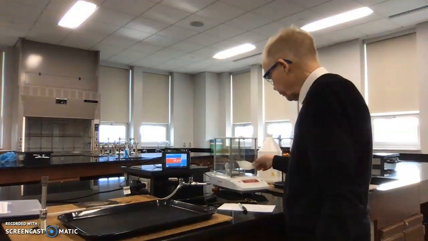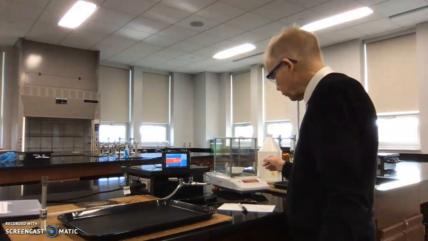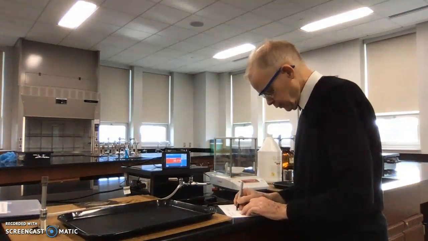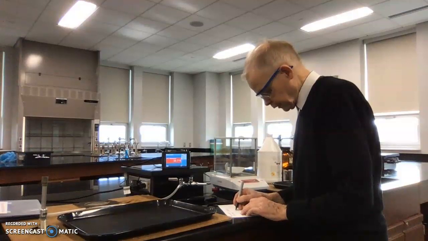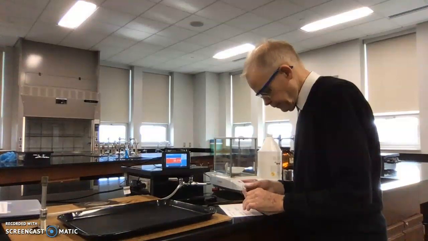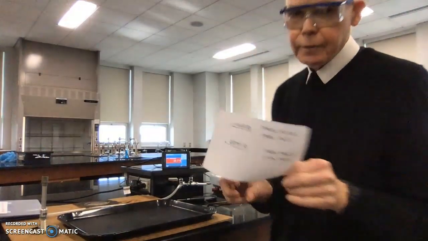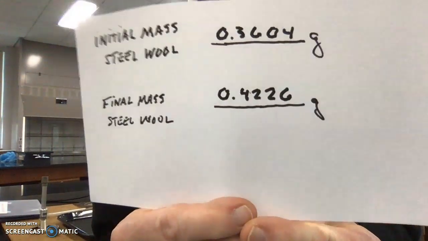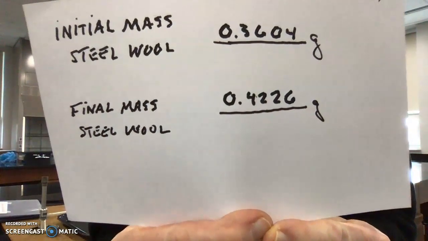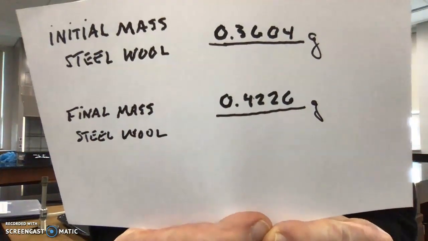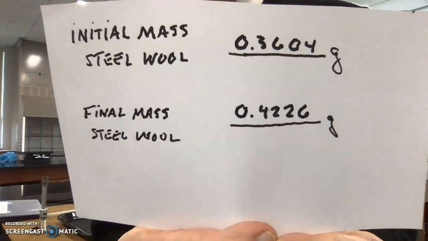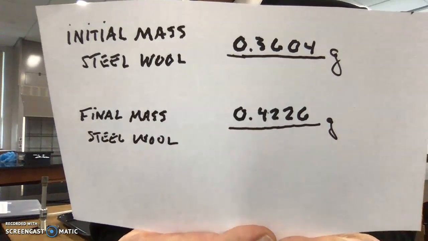Put the pan back in here with the wool, close the door, and here's my new mass, 0.4226. And I'll give this number to you up close again. So now my new mass is 0.4226. That's the final mass of the steel wool. The initial mass is at the top, and it'd be a good idea if you put these two numbers into your notebook.